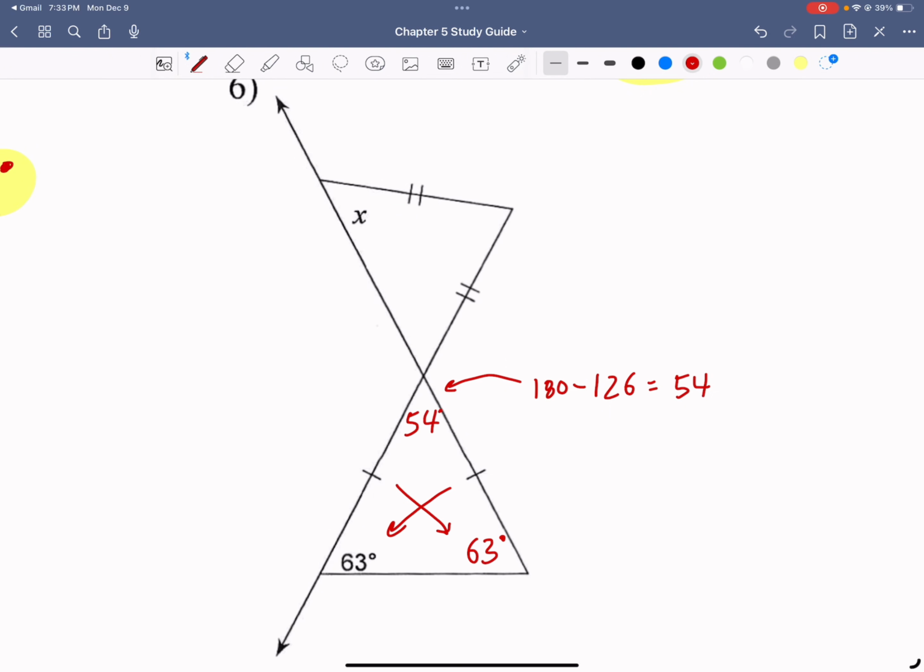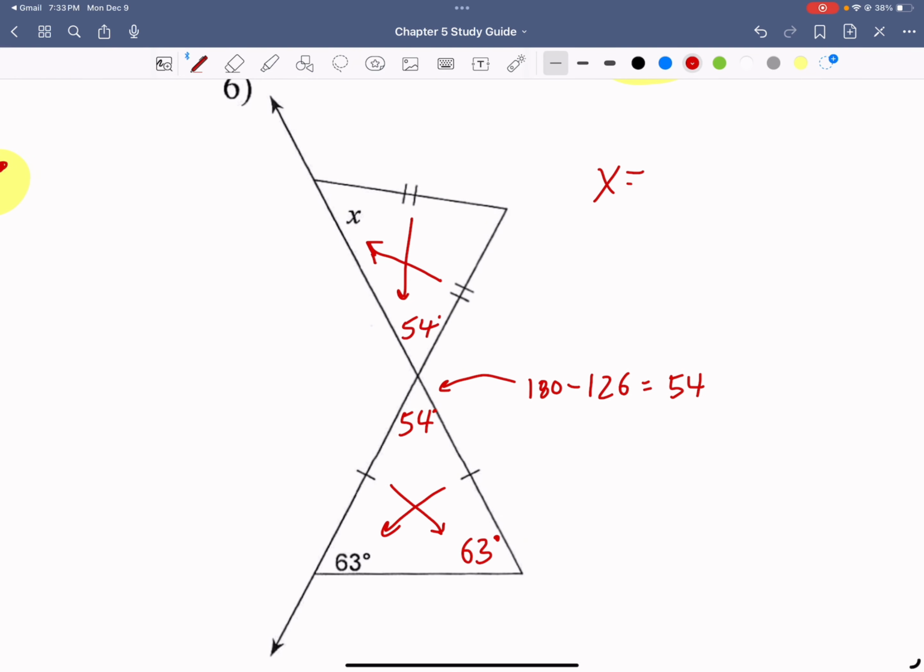And again, if this is 54, then this is also 54. And let's point to the sides. If this is 54, then you know that this must also be 54. They're congruent. So let's just write x is equal to 54 degrees.